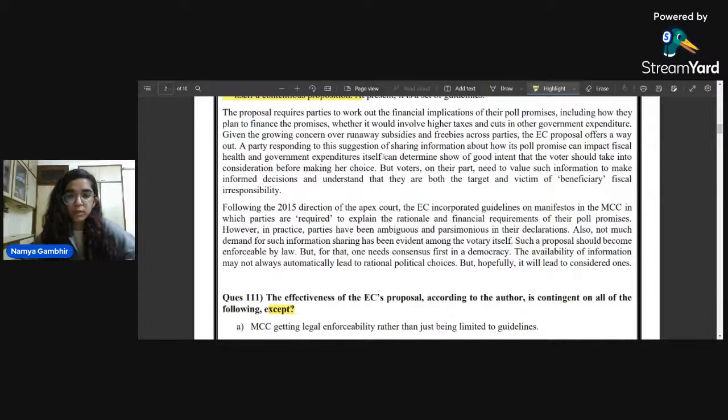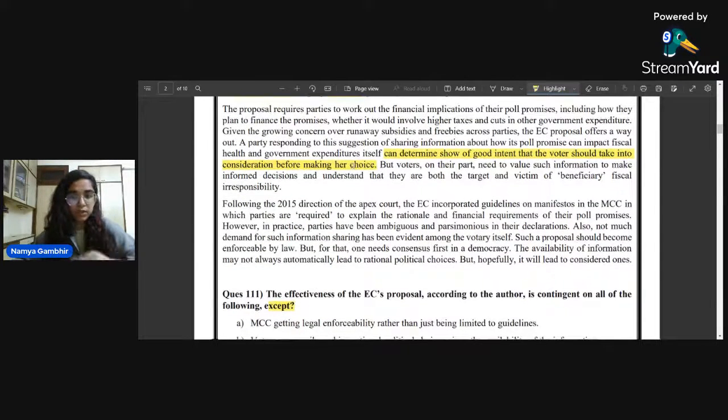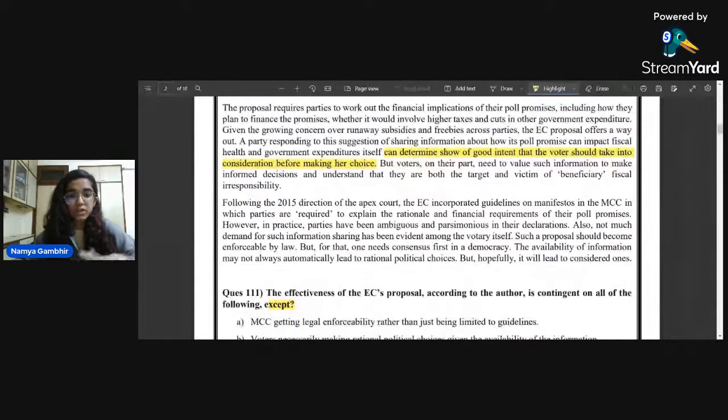Now, this is somewhere that we can see a little bit of the author's opinion. This is not exactly factual in itself. Okay, fine, it can show good intent that the voters should take into account. But voters on their part need to value such information to make informed decisions and understand that they are both the target and victim of beneficiary fiscal responsibility. Now, this is also a line that we have a question on. So, when you have such a line, give special attention to it or the part above and below it.